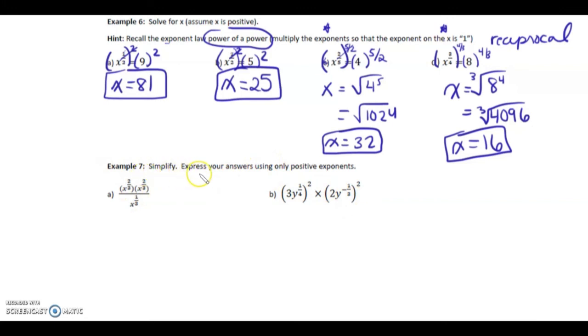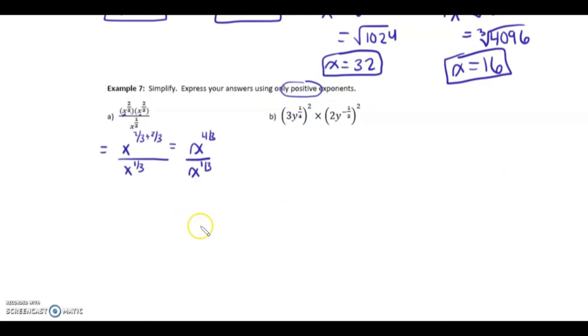Okay, example 7, simplify. Express your answers using only positive exponents. If we have the same base, what we do is we add the exponents. So 2/3 plus 2/3. We get x to the 4 over 3. Now it's divided by x to the 1/3. So now we take the numerator and subtract the denominator. So I get x to the 3 over 3, or just x to the 1.